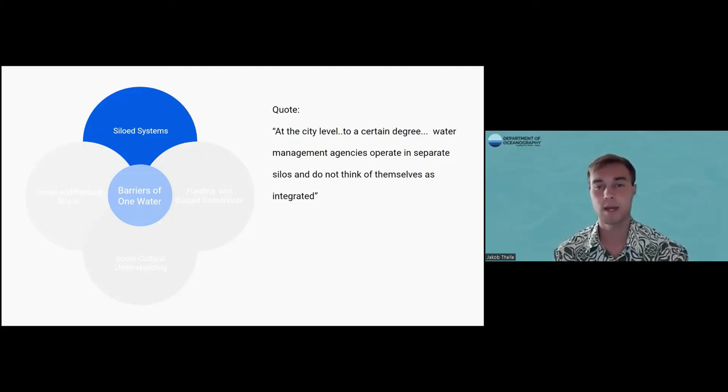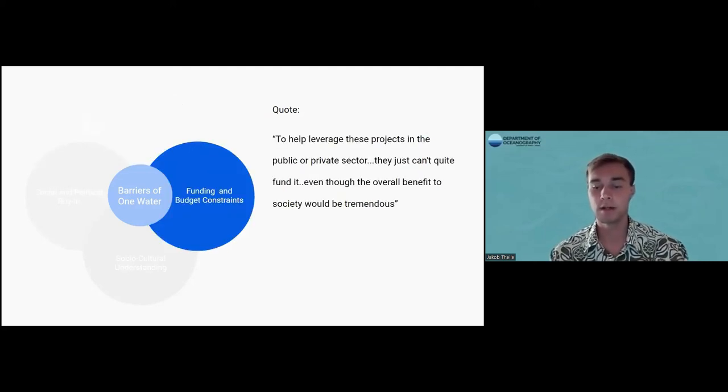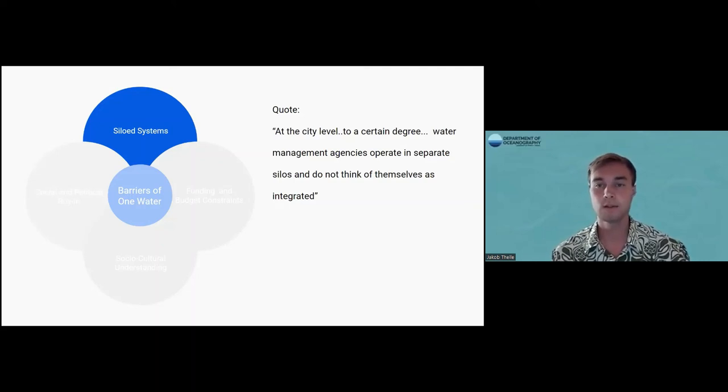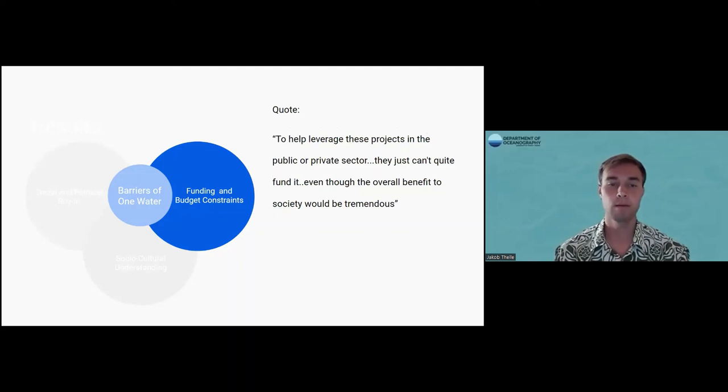To draw a quote from this: at the city level, to a certain degree, water management agencies operate themselves in separate silos and do not think of themselves as integrated. The second main barrier to One Water implementation is funding and budget constraints. Usually, to implement new plans and projects, funding and budget always come up as a challenge, and the same is the case for One Water. A quote from this is: to help leverage these projects in the public or private sector that just can't quite fund it, even though the overall benefit to society would be tremendous.